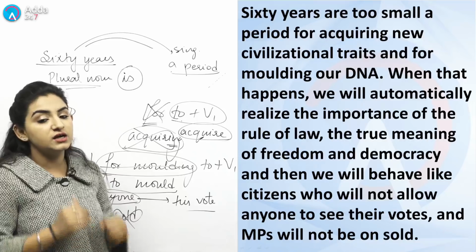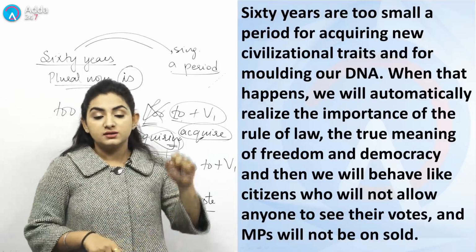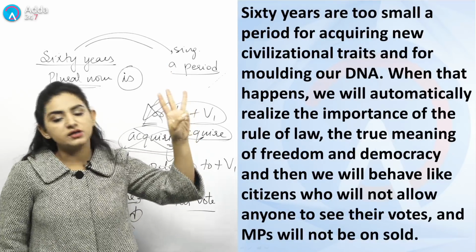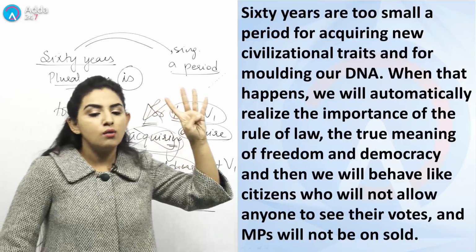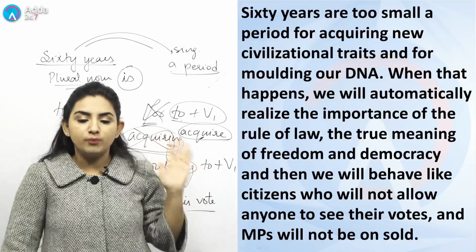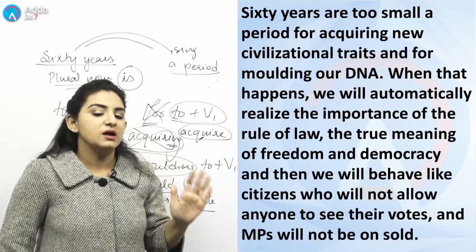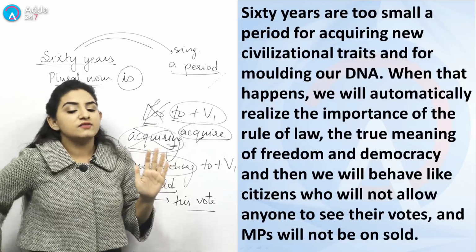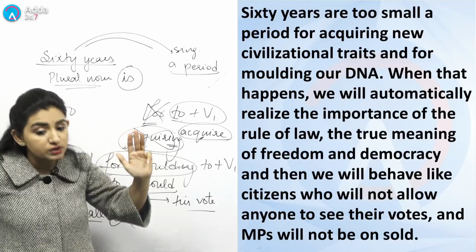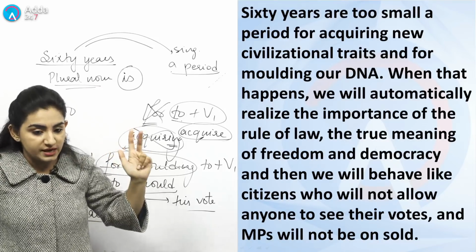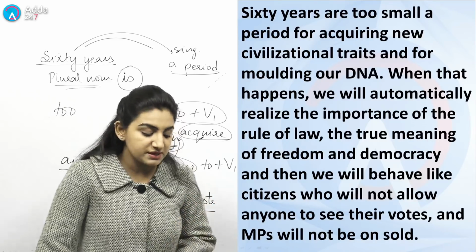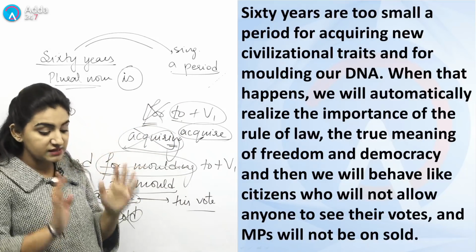So "60 years are too small a period" becomes: 60 years is too small a period to acquire new civilizational traits and to mold our DNA. When that happens, we will automatically realize the importance of the rule of law, the true meaning of freedom and democracy, and then we will behave like citizens who will not allow anyone to see his vote, and MPs will not be on sale. We have 7 errors in this sentence. Can you see that? Our sentence had 7 errors, okay?